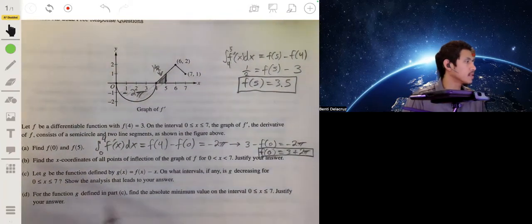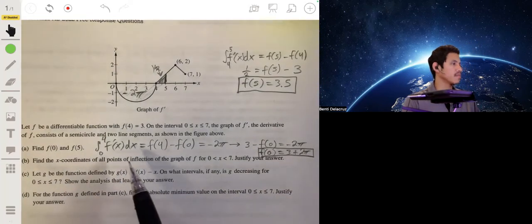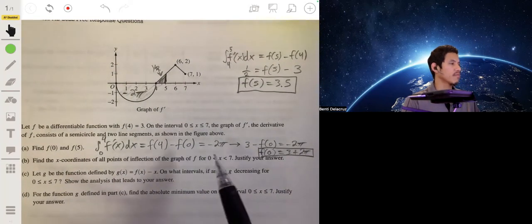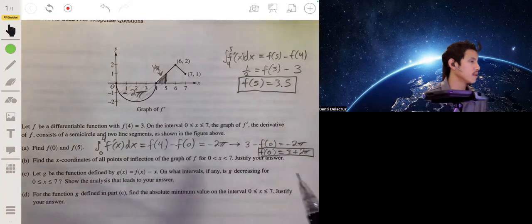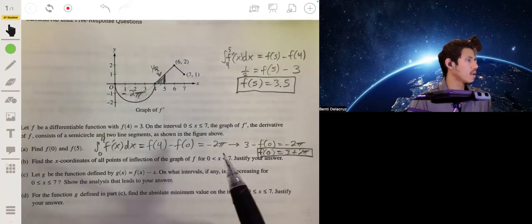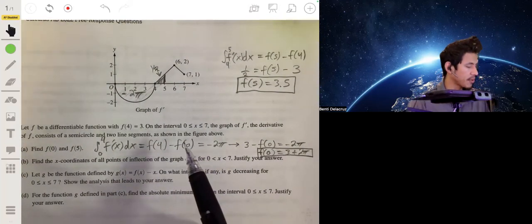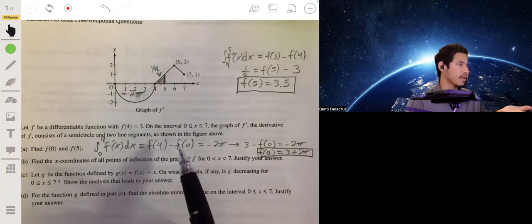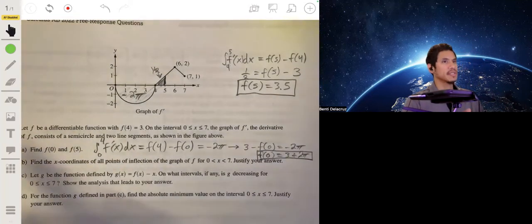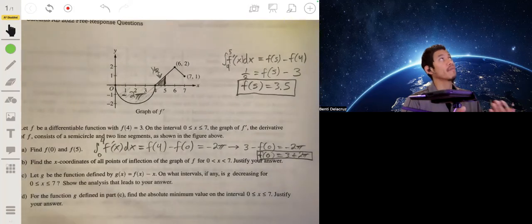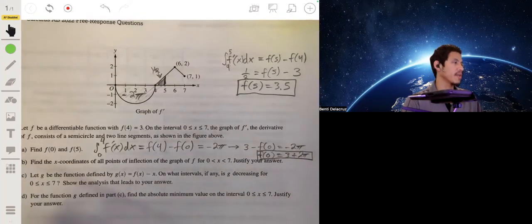All right, now part B. Find the x-coordinates of all the points of inflection of the graph of f from 0 to 7. Justify your answer. Remember, the inflection point is basically where the graph changes from concave up to concave down.